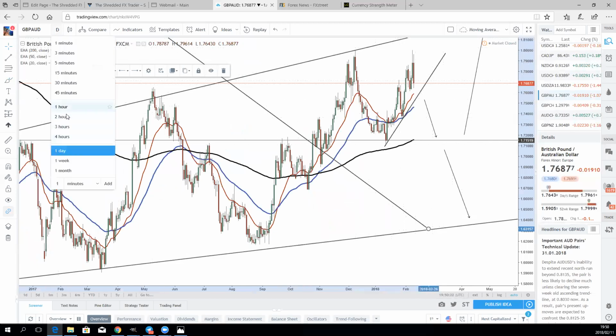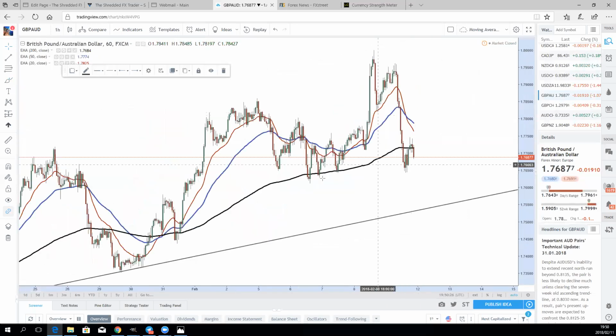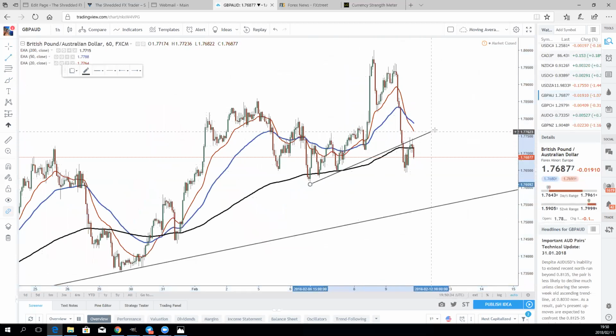Look on a 1 hour time frame. There you go, broke up. This was the news from the other day. Smashed back down, pull back, retested, further downside.